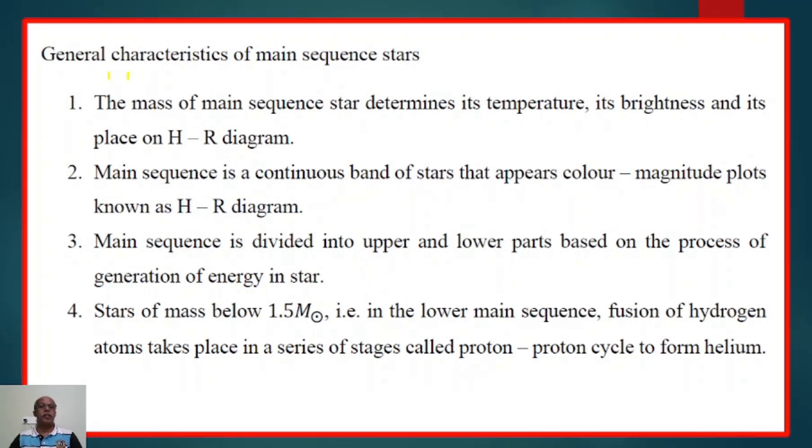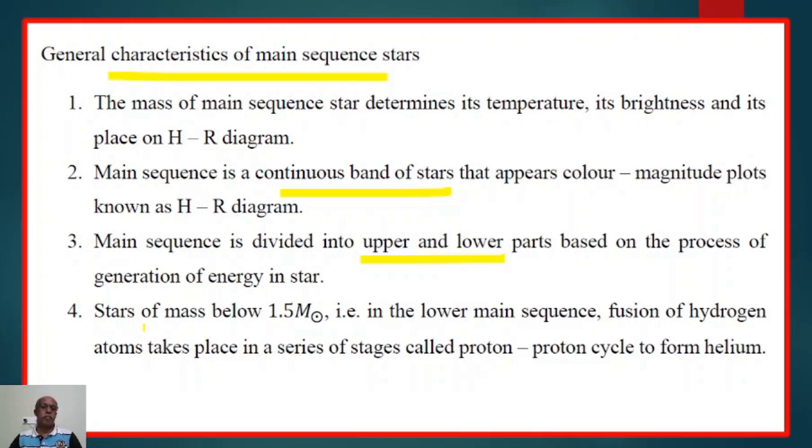And these are a few characteristics of main sequence stars. The main sequence determines the star's temperature, brightness, luminosity, and its position on the HR diagram. The main sequence is nothing but a continuous band of stars that appears in the magnitude plots. The main sequence is divided into two parts, the upper part and the lower part, based on the method of release of energy.